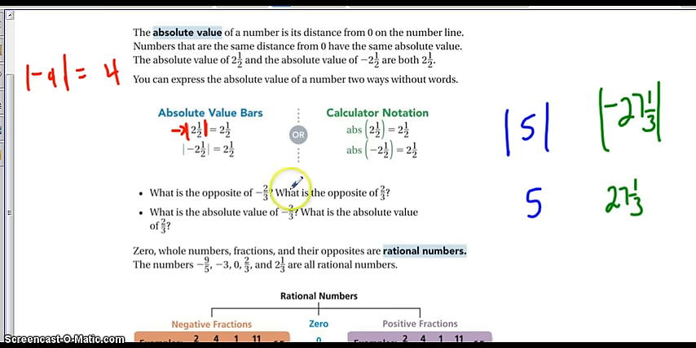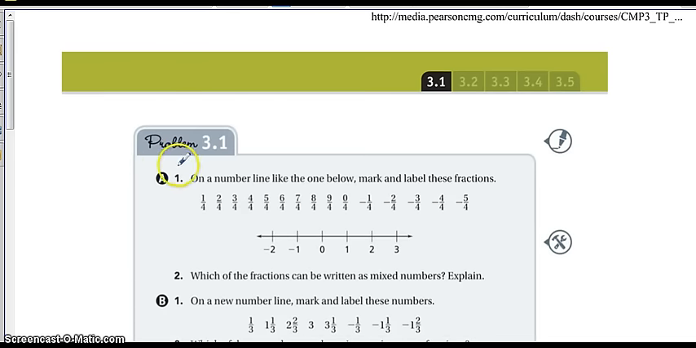All right, so real quickly before I let you go, you are going to need to take a look at question A1 before coming to class. So we're going to go over here and I'll show you A1. All you're going to do is make a number line and then label these fractions on that number line. Of course, the ones with the negative sign should go to the left of 0. The ones without are positive and should go to the right of 0.